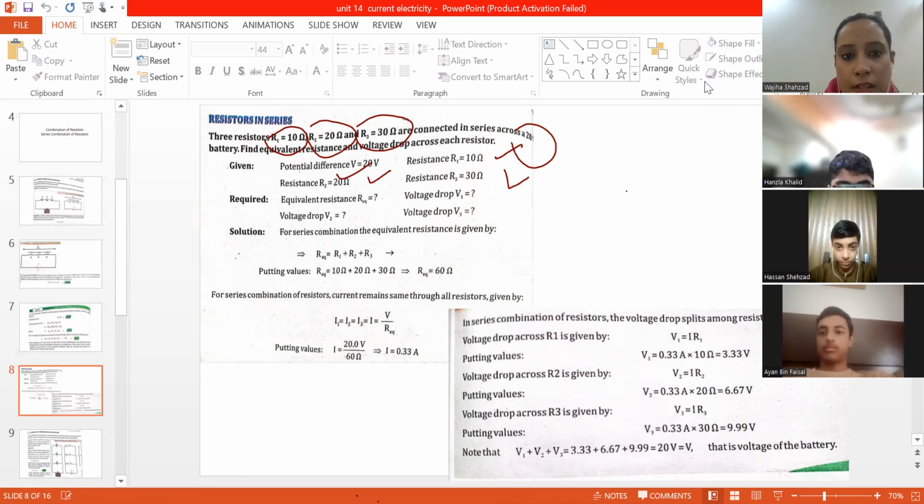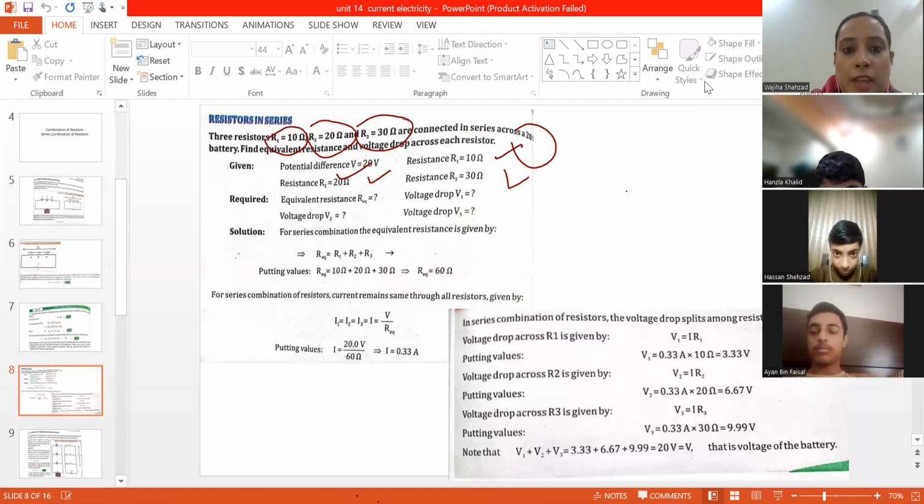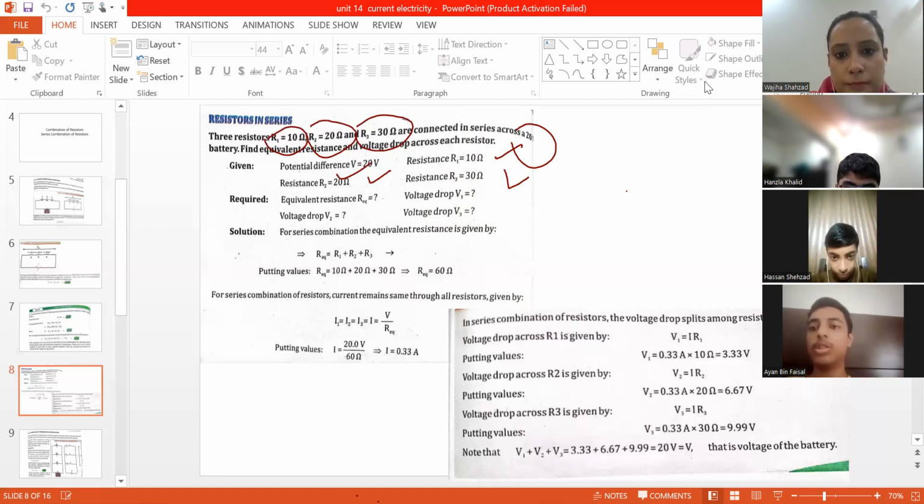All 3 resistances are given to us. The potential difference is also given to us, and what quantities do we have to find in this given problem? Yes, Hansla. Voltage and resistance. Yes, we have to find the equivalent resistance, that is the total resistance of all the resistances, right? Okay, Ayan bin Faisal, can you tell me what other quantity we have to find out in this example? Voltage drop. Voltage across each resistor. Yes, very good. Voltage across each resistor.